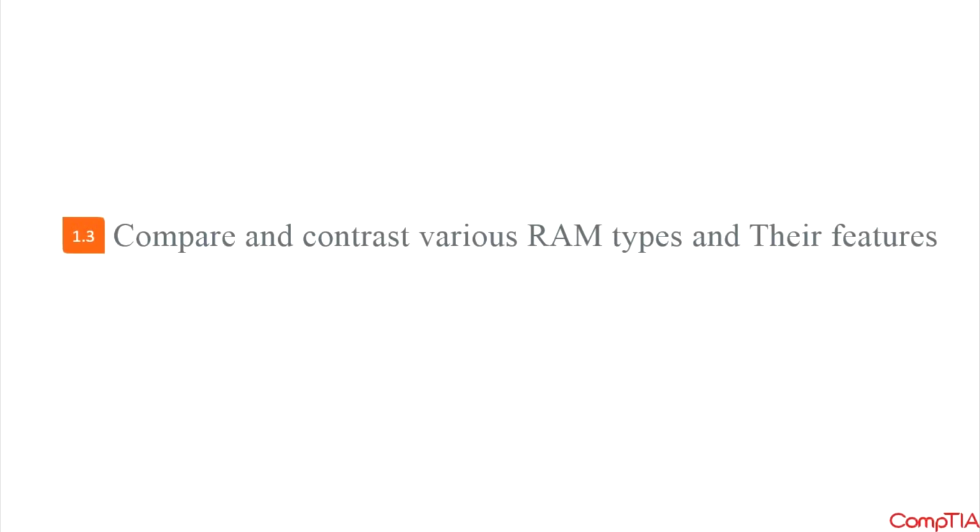Our specific CompTIA A+ 220-901 objective here is 1.3, which says that we need to compare and contrast various RAM types and their features.